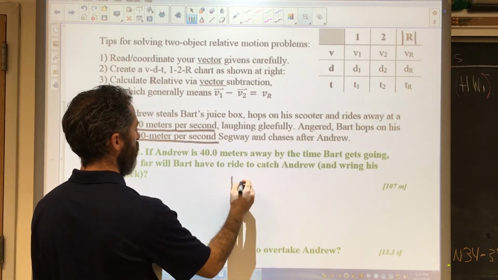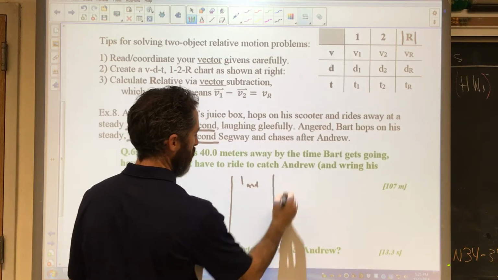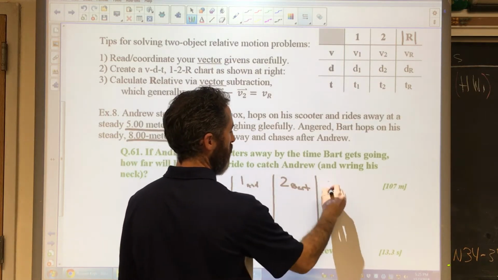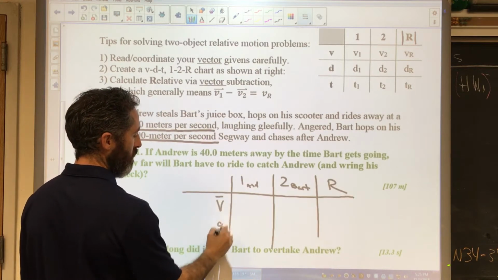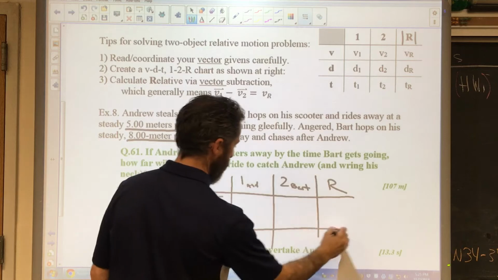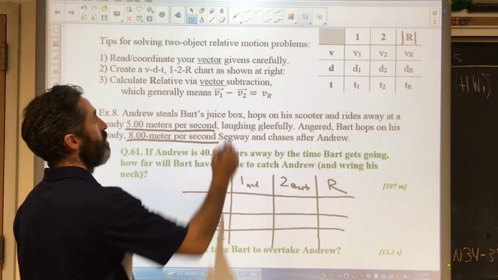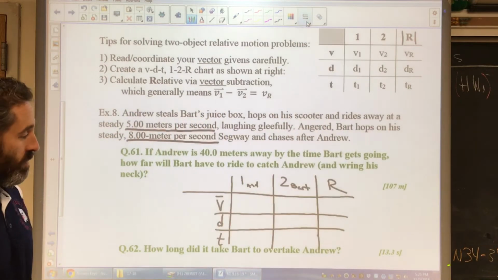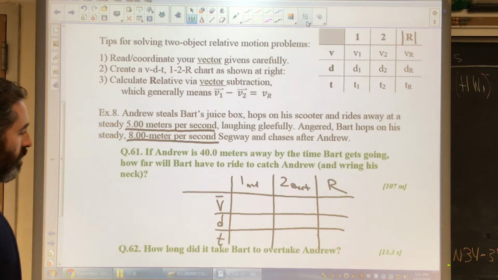So we have object 1, that could be Andrew. We have object 2, that could be Bart. And we have the relative between the two of them. Of course, we need the velocity, the displacement, and the time for each of these. So what can we do? Well, in the process of filling out this chart, you may answer more than what the question asks. You may actually answer what both questions ask and then some. So let's do it anyway.